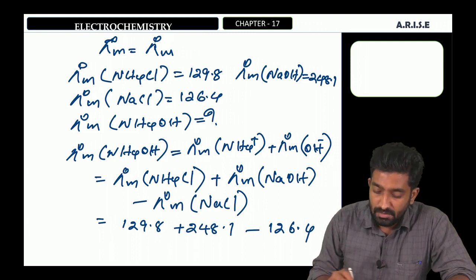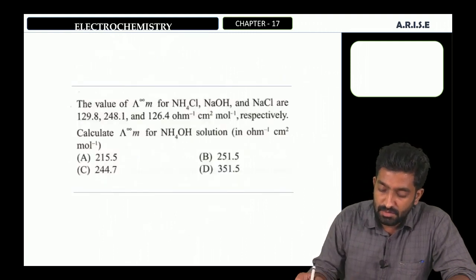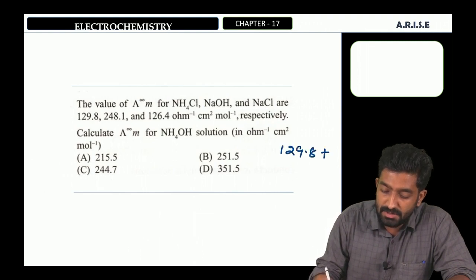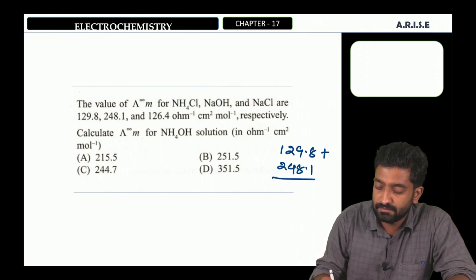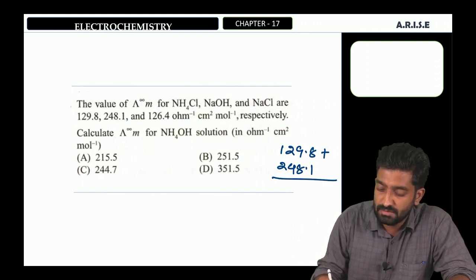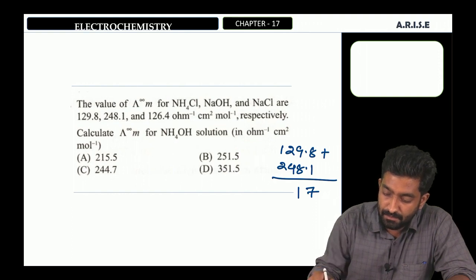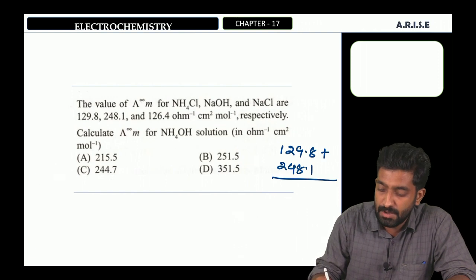Therefore, we can calculate 129.8 plus 248.1. That is 71. Sorry, we need to add these two values, okay?